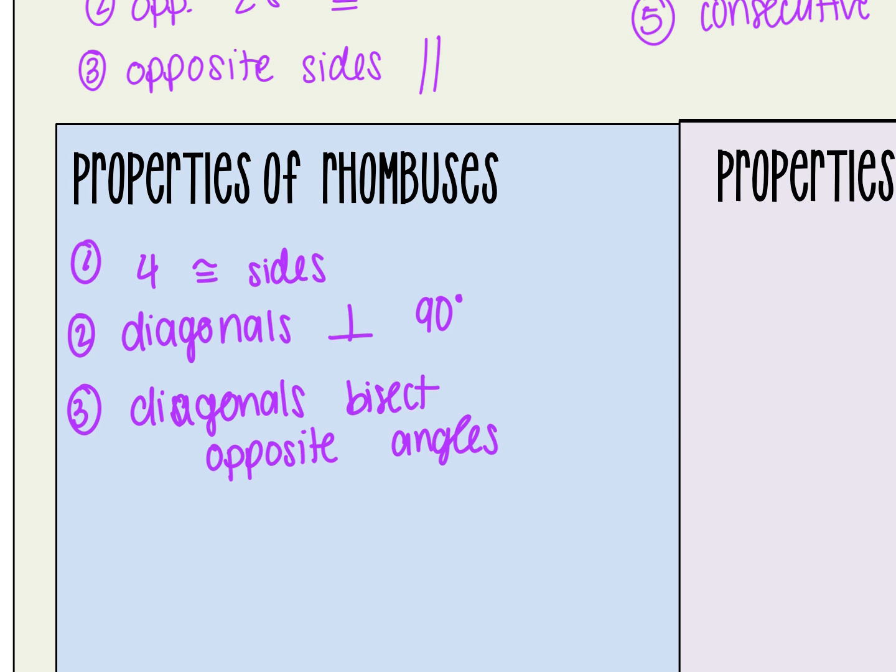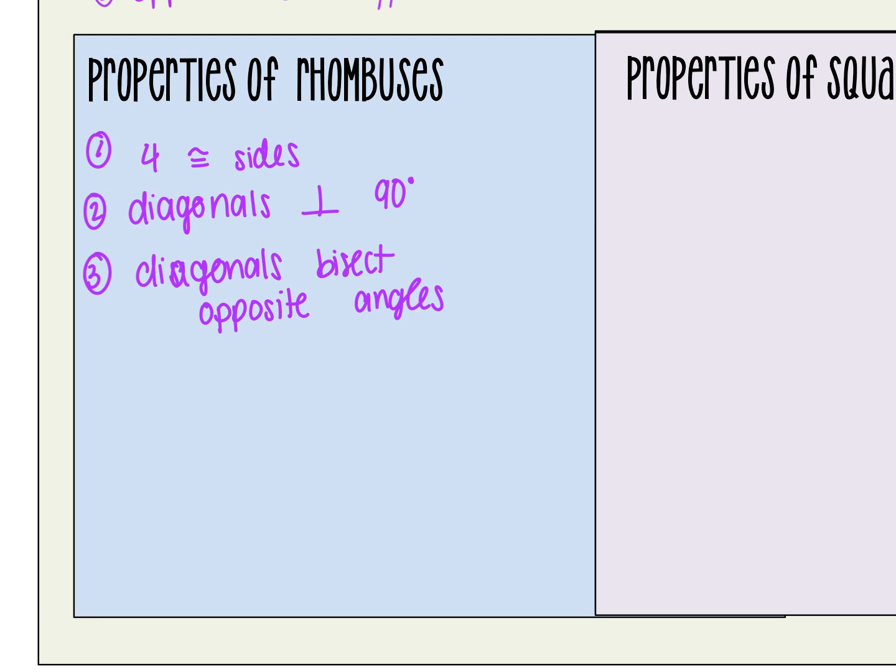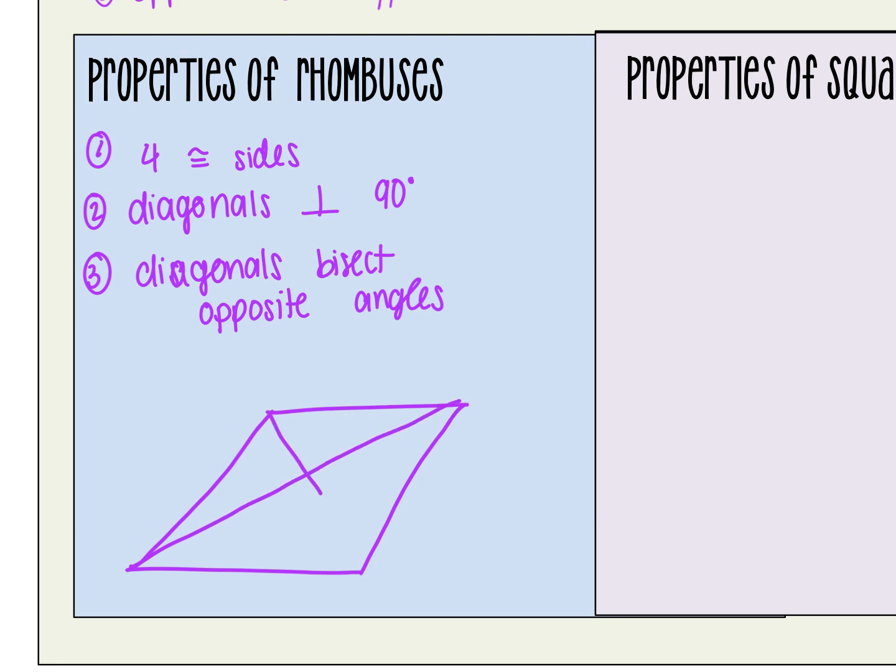Okay, and I'm just going to draw the diagram for you so you could see what it looks like. You don't have to draw it because it is in your notes, but just so you have it on this same page, here are my diagonals. They intersect at a 90-degree angle. All 4 sides are congruent. And then my diagonals bisect my angles. Okay, they bisect the opposite angles. So I'm showing you what's congruent for my angles.